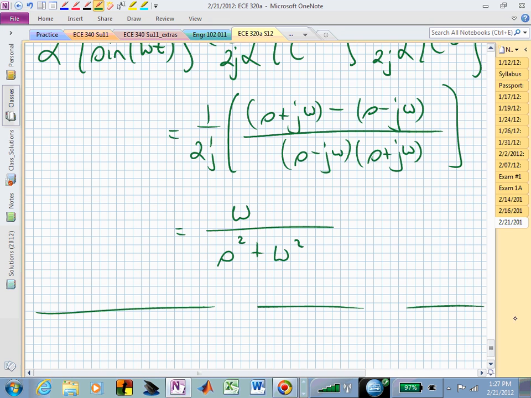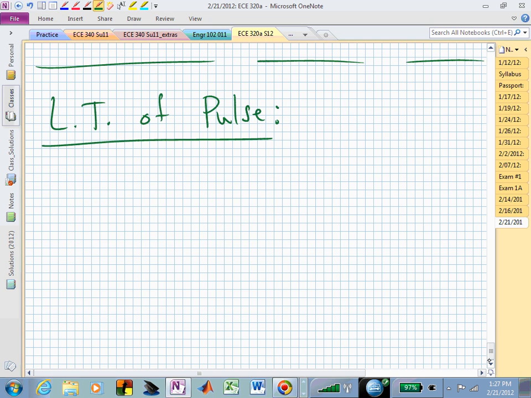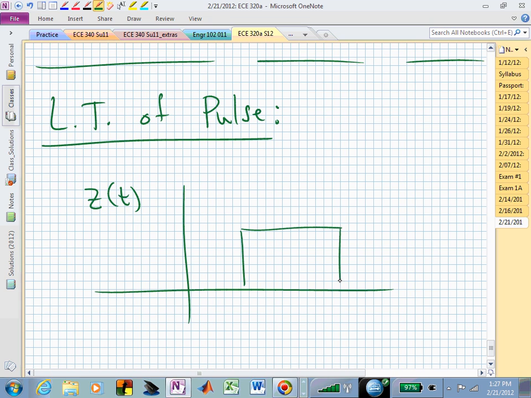What if we now look at the Laplace transform of another waveform, in particular, suppose we want a rectangular pulse. Meaning, what if I have a time domain signal, z of t, of a particular width that has an amplitude of a. It turns on at t sub 1 and turns off at t sub 2. And I want to Laplace transform this rectangular waveform.